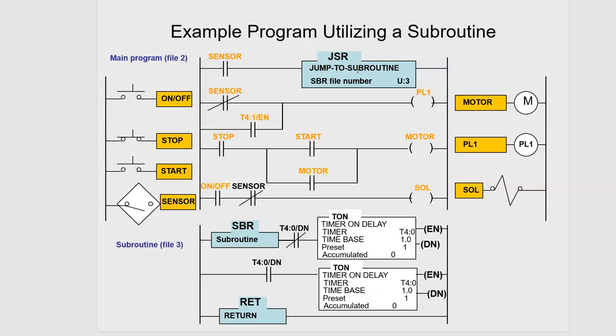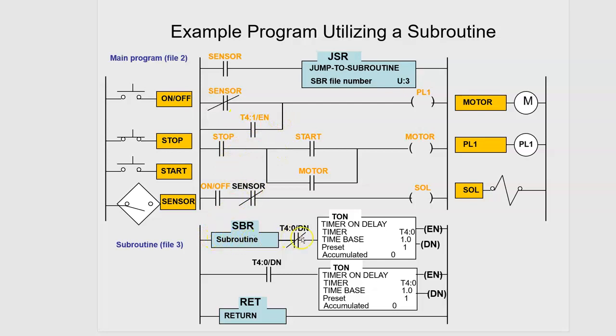But how do we know which subroutine to jump to, which file? Each subroutine is kept in its own individual file. Well, here's the address or the file number. So this is file number 3. And notice the subroutine down here, which if you imagine this is somewhere else, you can't really see this. Look at that. That's file number 3. So when this rung goes true, we're going to jump to subroutine file number 3. We skip over all of these rungs and we go right to the subroutine.